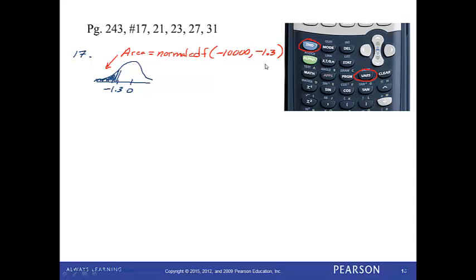This is a standard normal. How do I know that? Because if I go back to the instructions in the book, it says find the area of the indicated region under the standard normal curve. Therefore, it has a mean of 0 and a standard deviation of 1. You can hit paste, and you should have got an answer of 0.097. So the area, or the shaded piece right here, is 0.097.